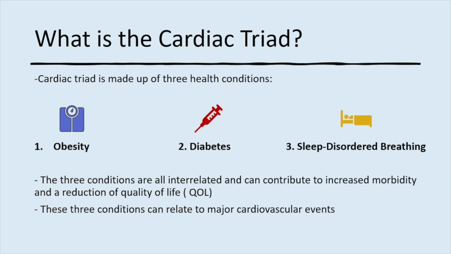So what is the cardiac triad? The cardiac triad is made up of three different health conditions: obesity, diabetes, and sleep disorder breathing. All three of these conditions can relate to major cardiovascular events. With cardiovascular diseases being the leading cause of death globally, it is important that we understand the underlying factors that can contribute to developing a cardiovascular disease.